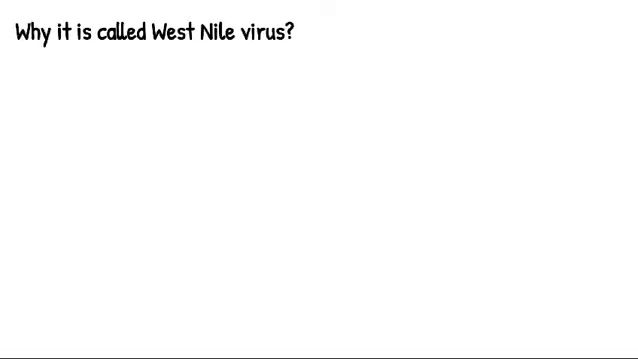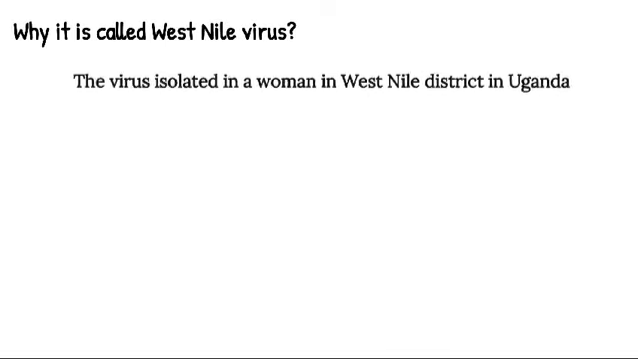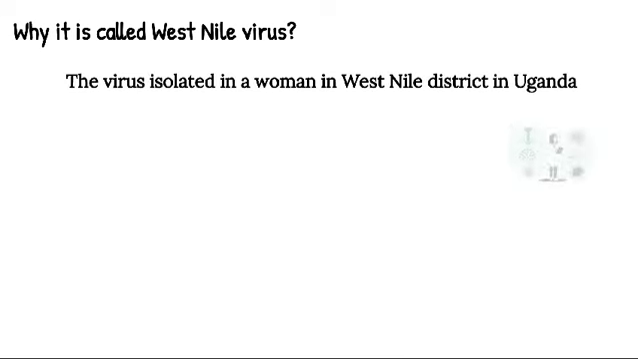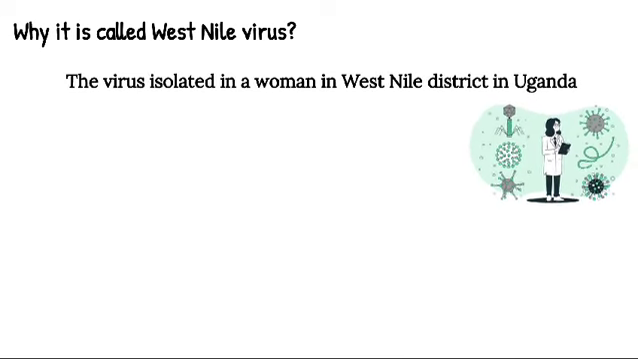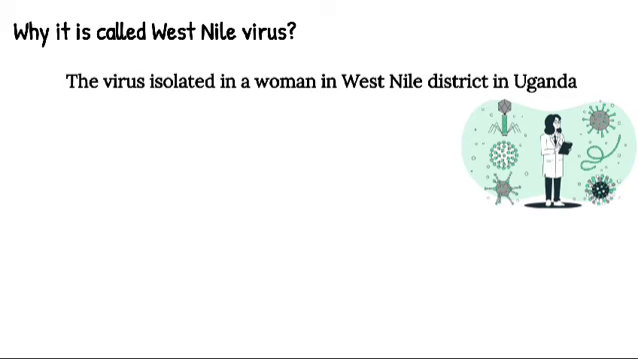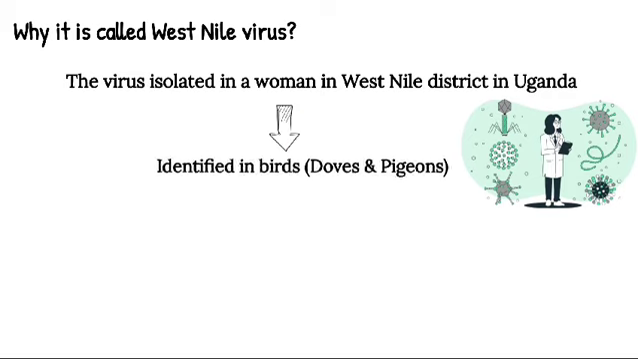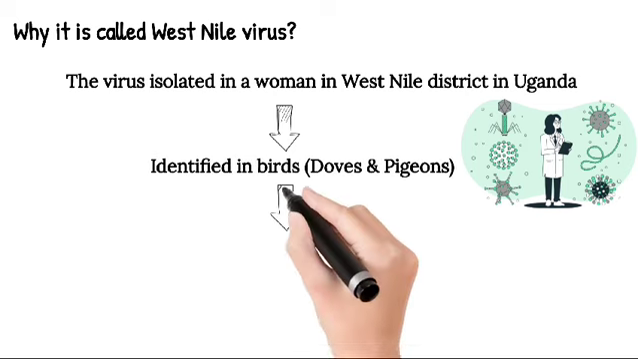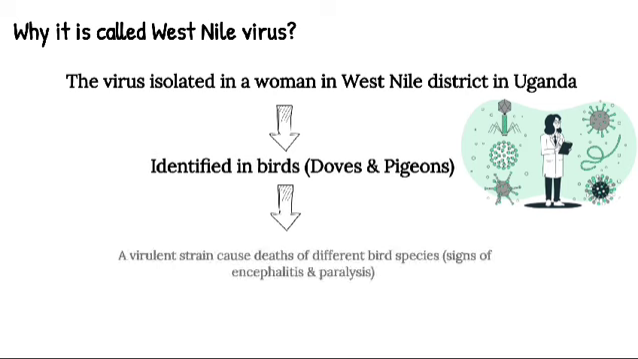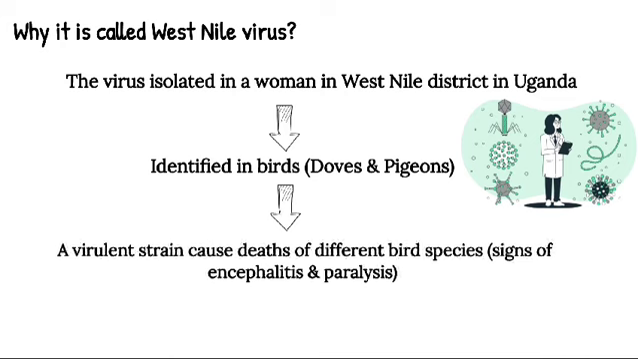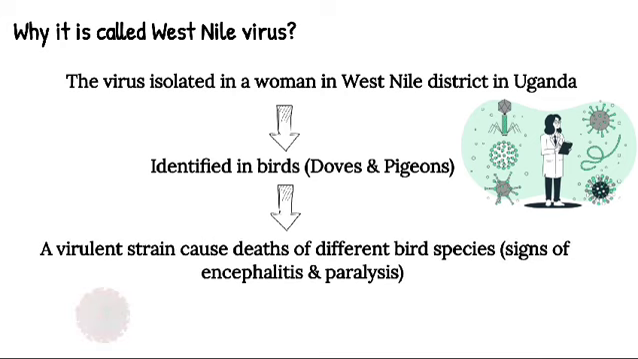Why is it called West Nile virus? The virus was first isolated in a woman in the West Nile district of Uganda in 1937. It was identified in birds, like doves and pigeons, in 1953. Before 1997, it was not considered pathogenic for birds, but then, a more virulent strain caused deaths of different bird species, presenting signs of encephalitis and paralysis.